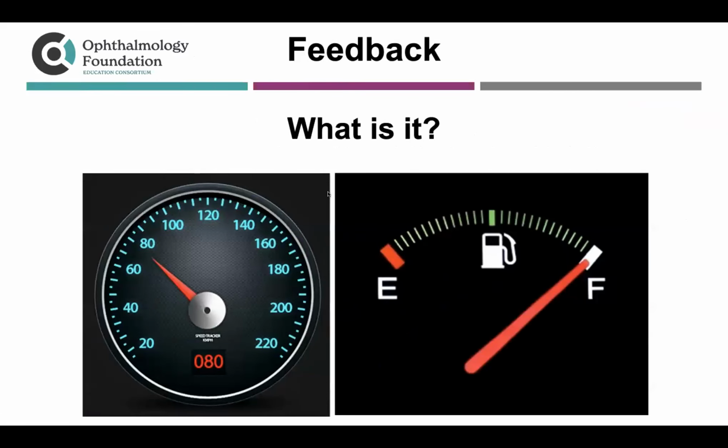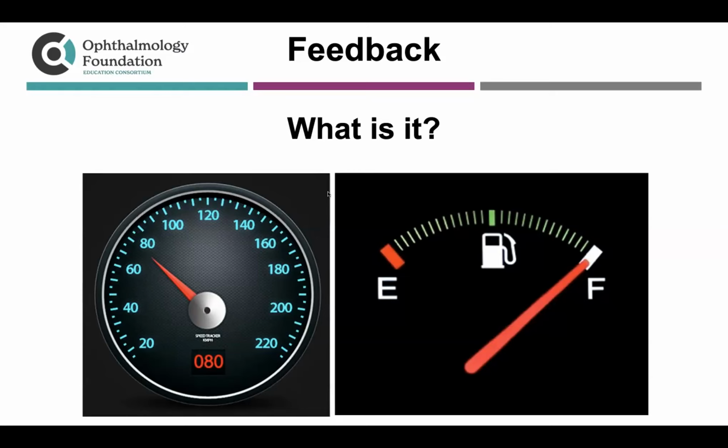So now let us see, what is feedback? And I'm sure that all of you must be aware of these scales that are on our cars or motorbikes. Now, what is the purpose of these scales being displayed there? The purpose of these scales is to give you feedback about a specific aspect. The first one gives you the speed that you are driving the vehicle. And the second screen gives you the quantum of fuel that you have in the car.